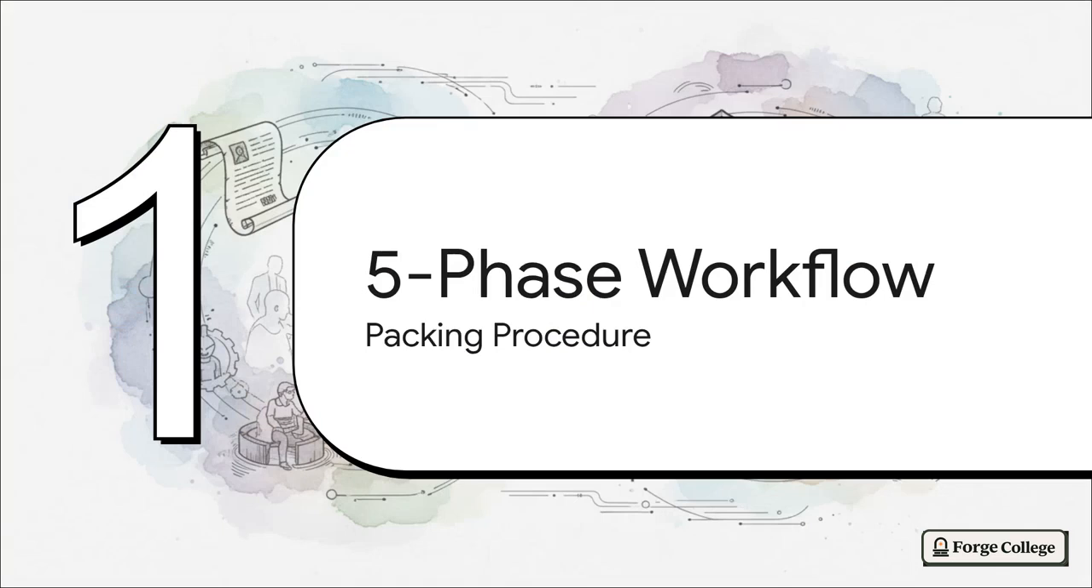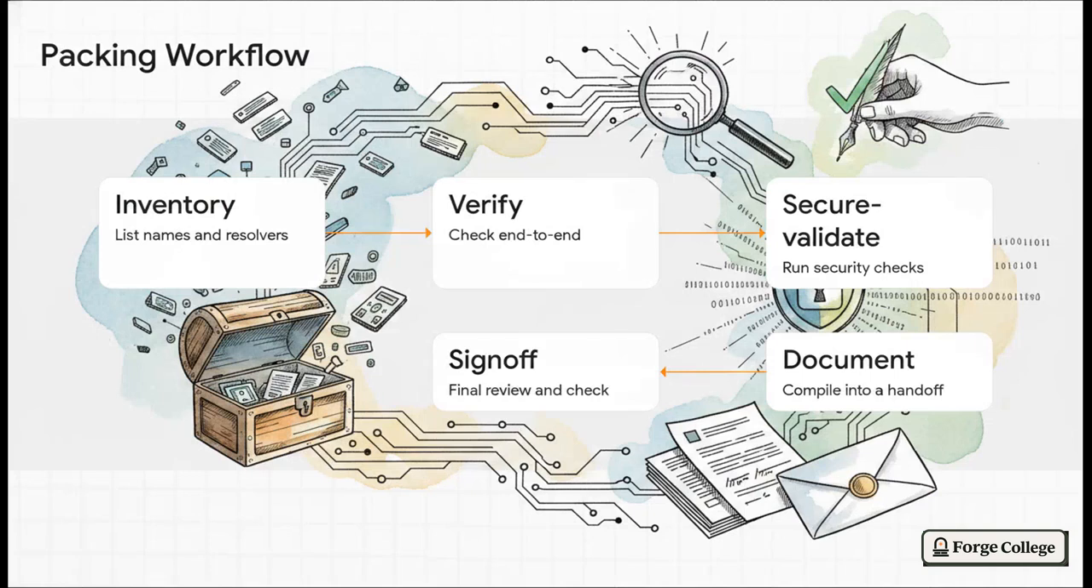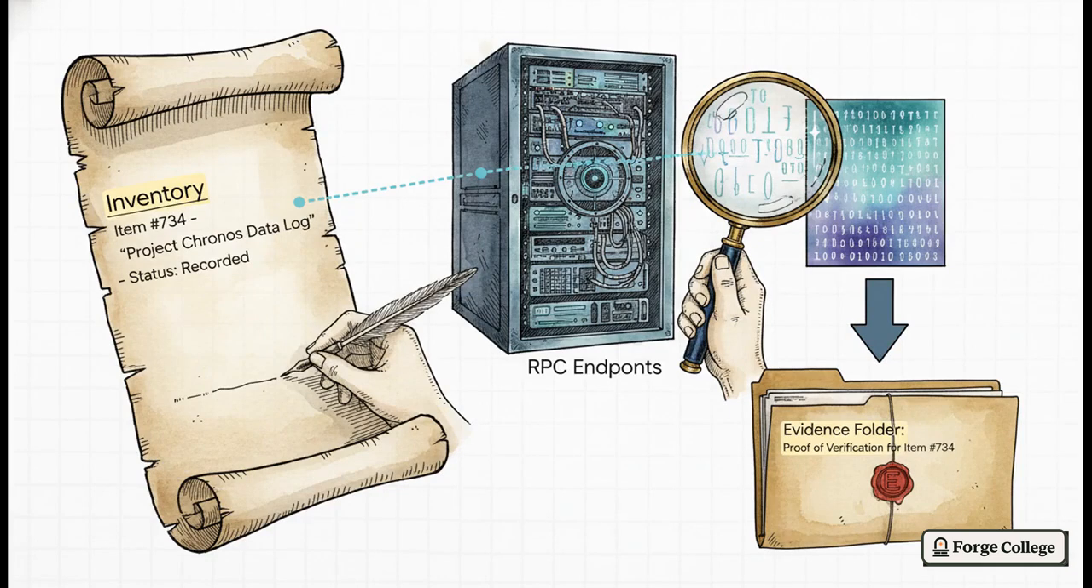Section 3, the 5-phase packing workflow. These 5 phases form a rock-solid, concrete workflow that you can honestly knock out in a single sitting. We've got inventory, verify, secure, validate, document, and sign off. It's like a giant puzzle, where each phase produces a small piece that feeds directly into the next. So we start phases 1 and 2 by listing every single ENS name and its resolver. Then you verify each one end to end.